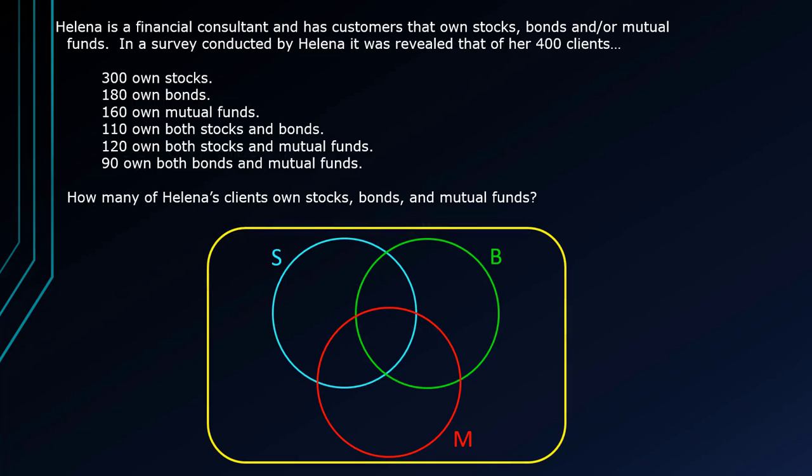We would normally start tackling this by trying a Venn diagram. The only piece of information I have in this Venn diagram is that in order to be Helena's customer, you have to own stocks, bonds, and/or mutual funds. You have to own at least one of these things. So we have 400 clients. None of them are out here, which means that this total area within here should be 400. But that's really all I know.